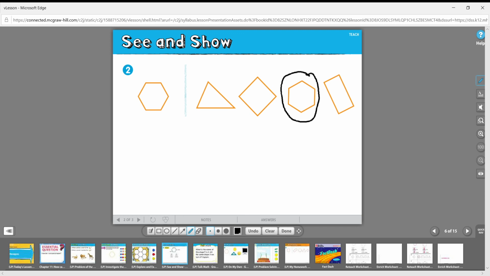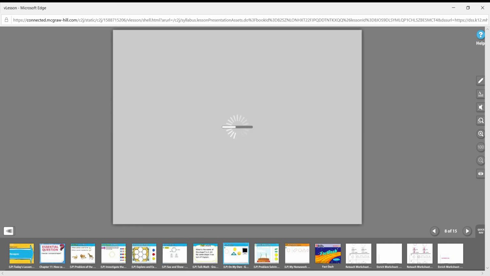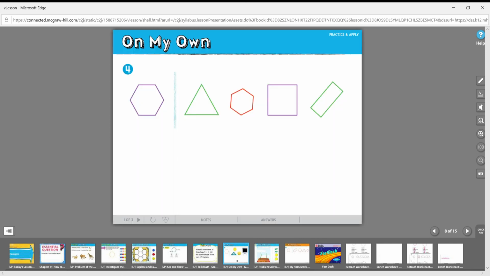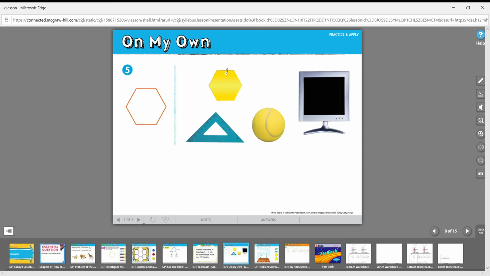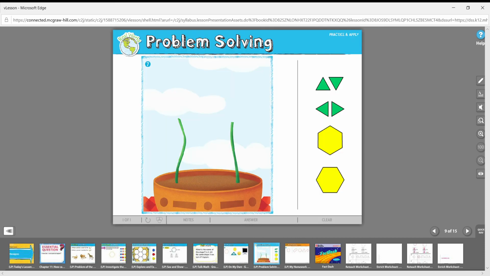You'll do the same thing on the On My Own page. On the On My Own page, you're going to look at some examples, and you will see on one side of the line is a shape. You're going to compare it to the other shapes and circle the shape that is the same. Same thing if it's a picture of something. These are shapes too. Even though that's a tennis ball, what's the shape? A circle. Yeah. So you're going to look at that hexagon and circle the shape that matches it.